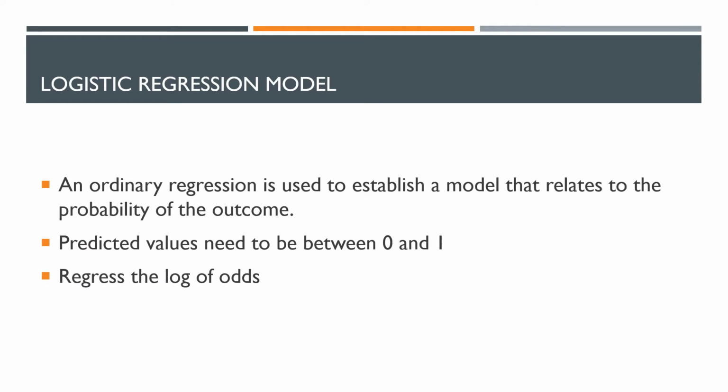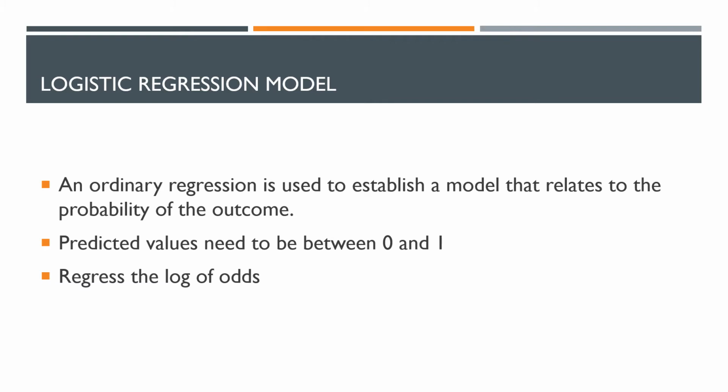Before we go to Logit, we need to understand what a logistic regression model is. We use this model for different variables to determine the likelihood of an outcome. An ordinary regression is used to establish a model that relates to the probability of the outcome. If we have predicted values that exceed 1, we cannot interpret the predicted values as a probability estimate, since a probability function must range between 0 and 1. If there are probabilities above 1, they are meaningless and do not tell us much about the values. We need to make sure that the predictions are within the appropriate range.